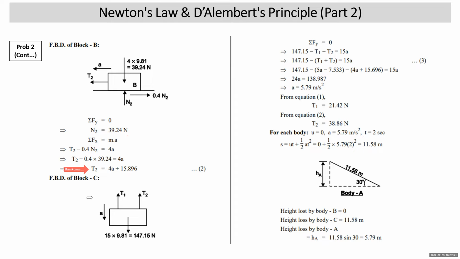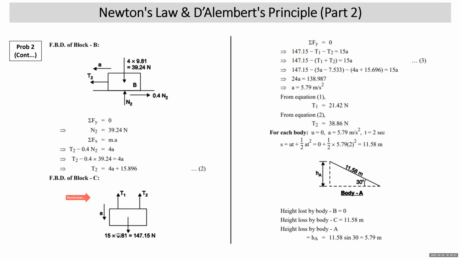Then we come to block C. If you draw the free body diagram of block C, weight is vertically down, 15 into 9.81, 147.15. Tension in the two strings will be different because these are two separate strings. One is T1 tension, the other is T2. Acceleration is down. When you write sigma Fy is equal to ma, weight will be taken as positive: 147.15 minus T1 minus T2 is equal to ma.